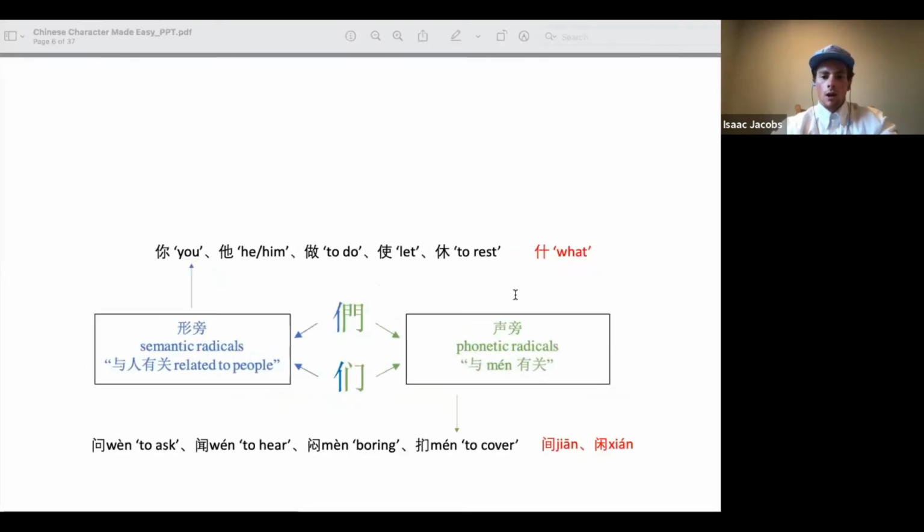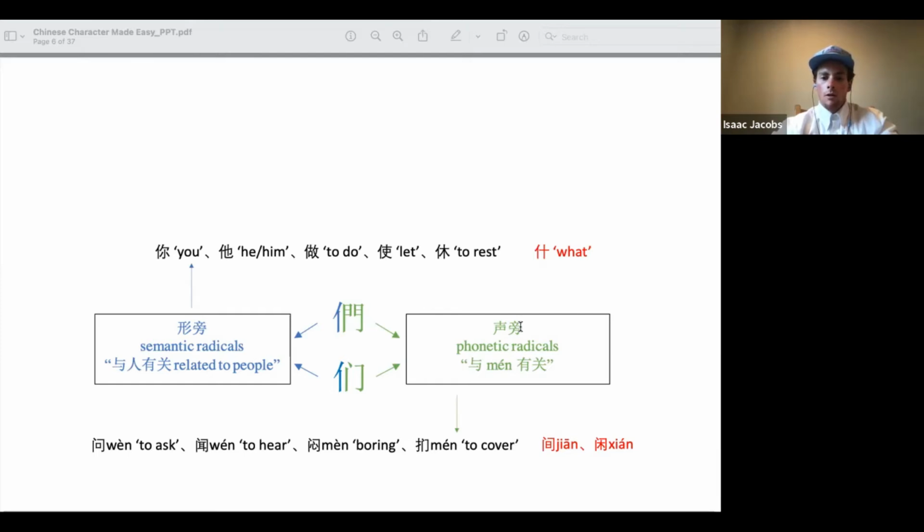Through the radical of ren, students can associate and learn the following Chinese characters: ni, you, ta, he/him, zuo, to do, shi, let, xiu, to rest. The meaning of these characters are related to people. Note that characters with the radical ren are not always associated with people. For example, shama, for what.